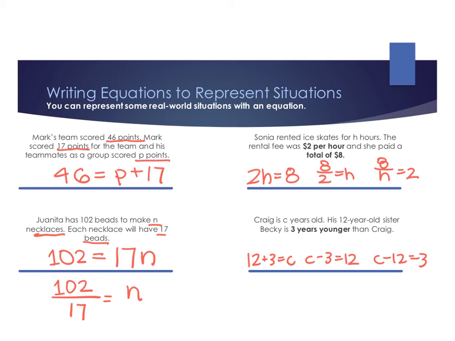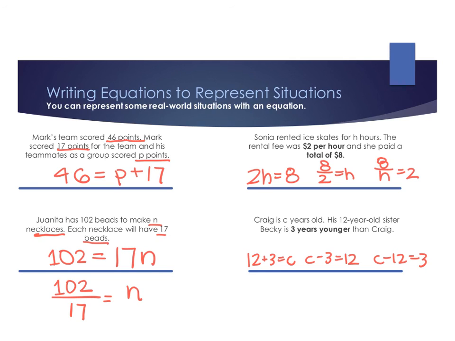You could have also written that the total amount of money that she paid divided by how much she paid each hour equals h. So 8 divided by 2 equals h. You could have also written that a total of $8 divided by the total number of hours would equal $2 for each hour. Those are 3 possible answers.